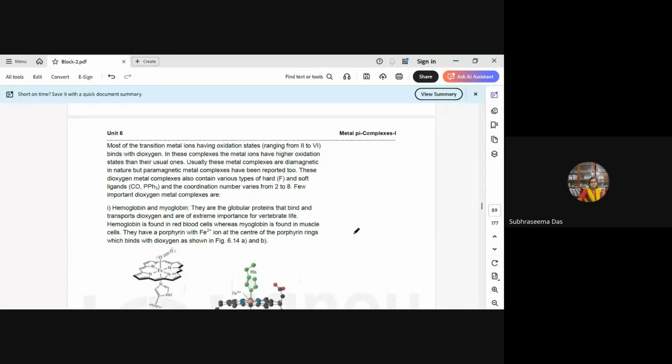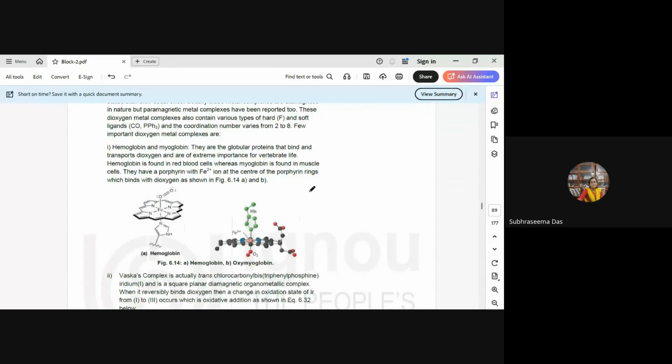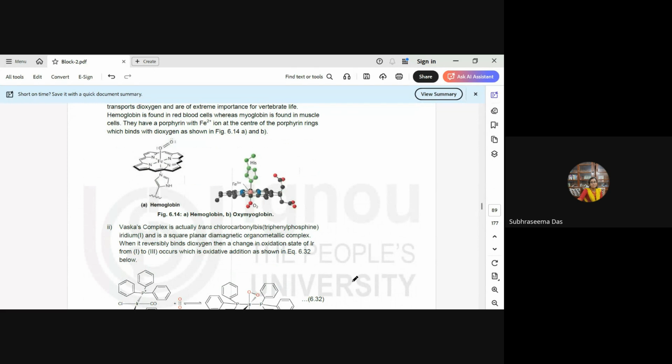Some of the important dioxygen metal complexes: first is hemoglobin and myoglobin. They are the proteins found in the body and they help in oxygen transport. During this oxygen transport, the iron present in the porphyrin ring of the structure changes its bonding and state, and that is how oxygen is carried throughout the body through the formation of oxymyoglobin or deoxyhemoglobin and other such compounds.